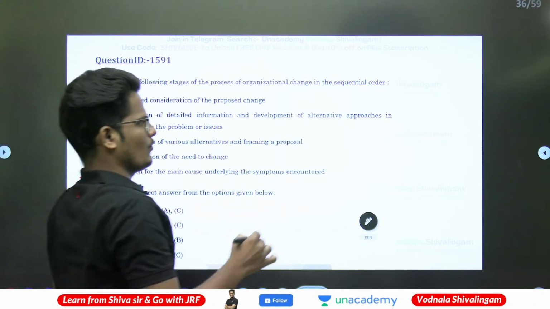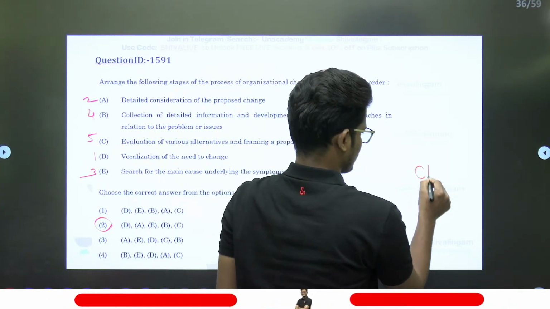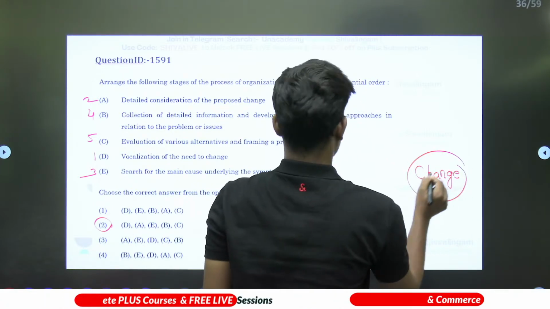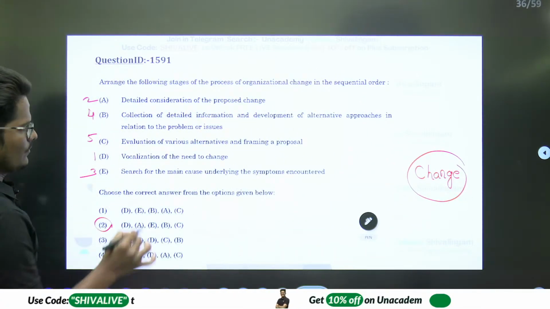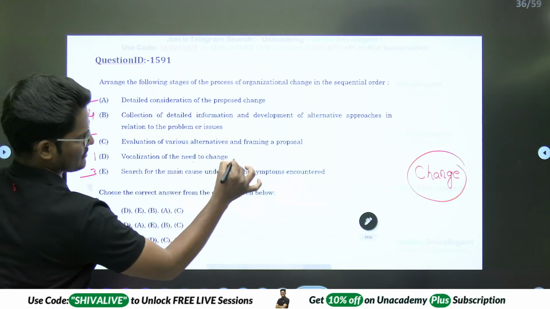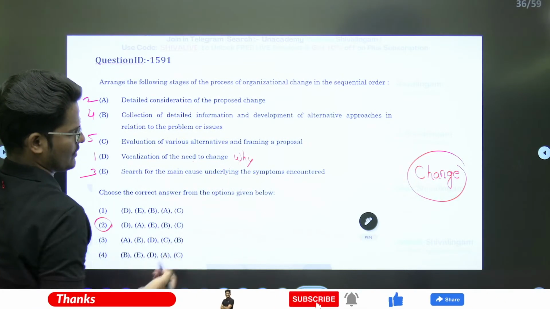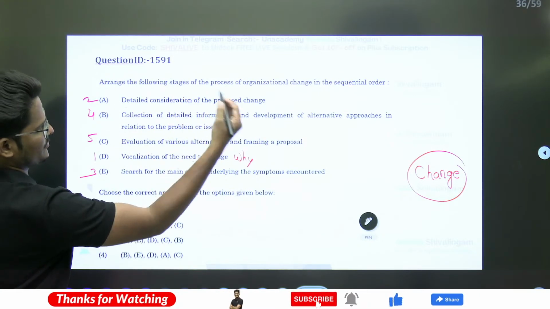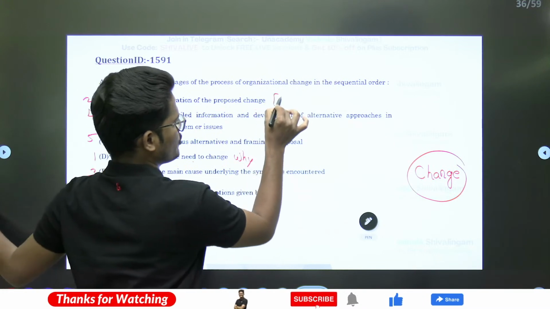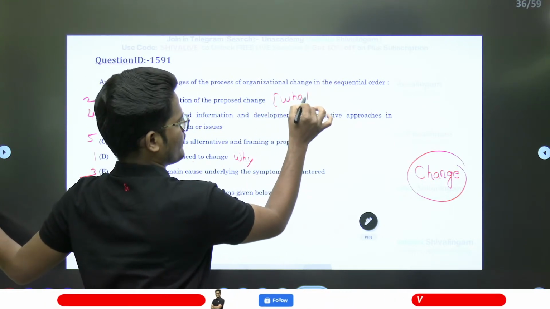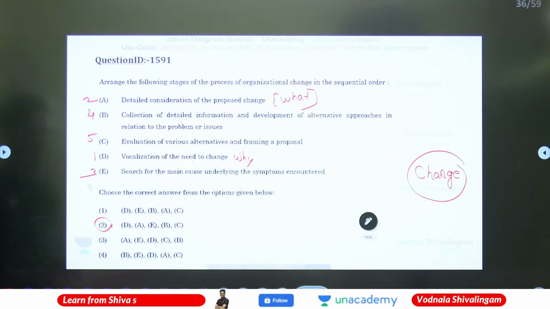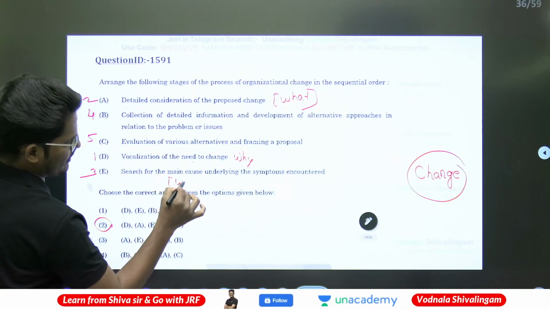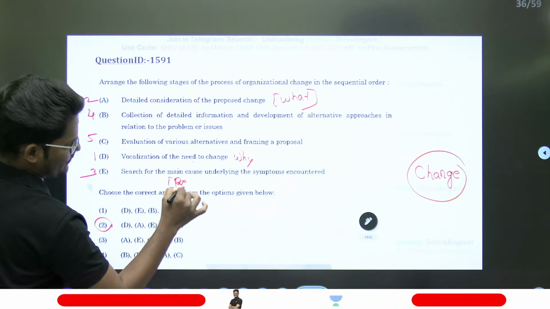First, why we require a change, why we want to bring the change in the organization. This is vocalization of the need to change. Why the need to change, for what purpose, and after that, detailed consideration of the proposed change, what is to be changed. Later, search for the main cause, the reason behind it.